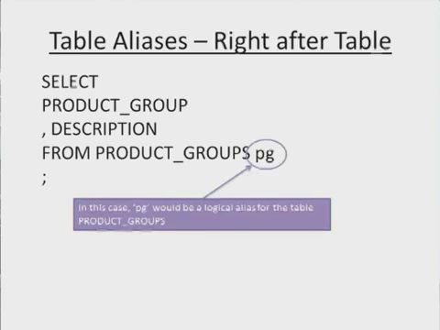We pick a short nickname for each table and just put it right after the table name. So our table name is product groups, and we'll put PG after product groups with just a space. Usually what most people do is pick kind of the first letters of each word in the table. And so in this case, PG. And so now we can refer to the table anywhere else in the query with just PG.